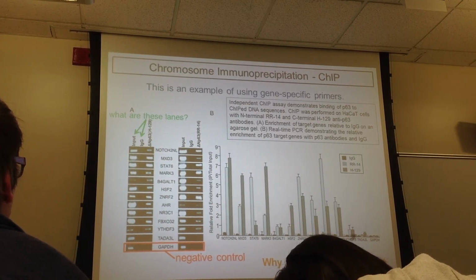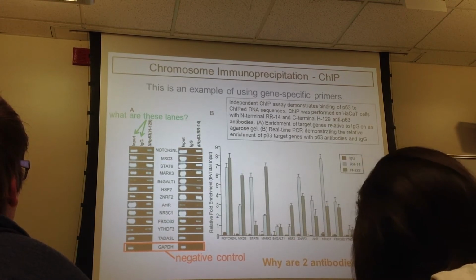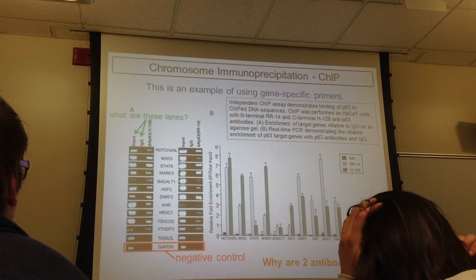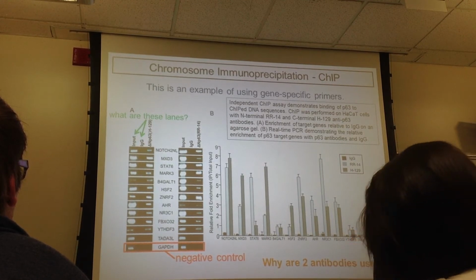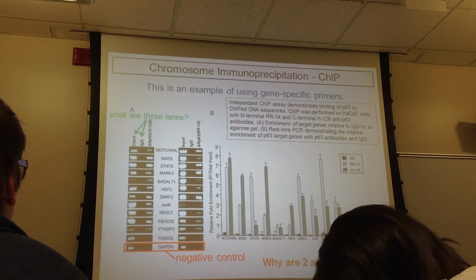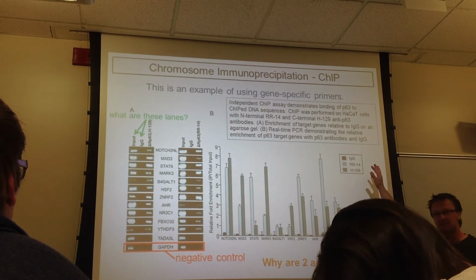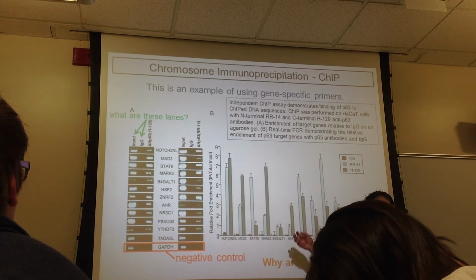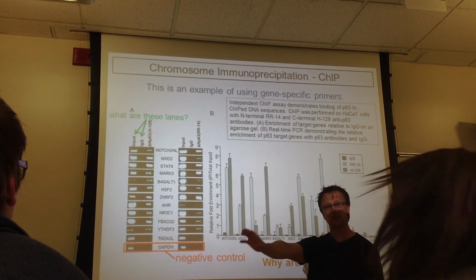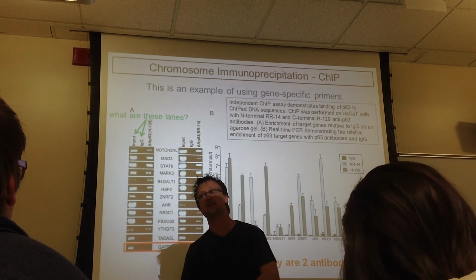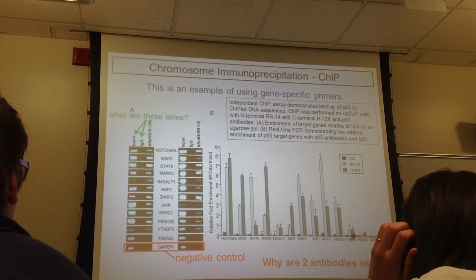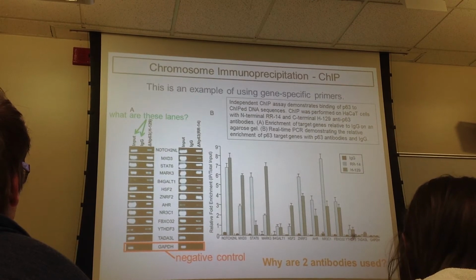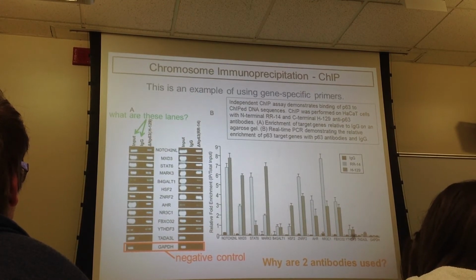To ChIP DNA sequences. So ChIP was performed on this cell line using either an N-terminal RR14 antibody or a C-terminal H129 antibody. So these are antibodies against P63. One of these antibodies recognizes a region on the amino terminus of the protein. The other antibody recognizes a portion of the C-terminal region of P63. Usually you don't see people use two different antibodies. Usually it's just one antibody that recognizes the protein. So they're being extra careful.